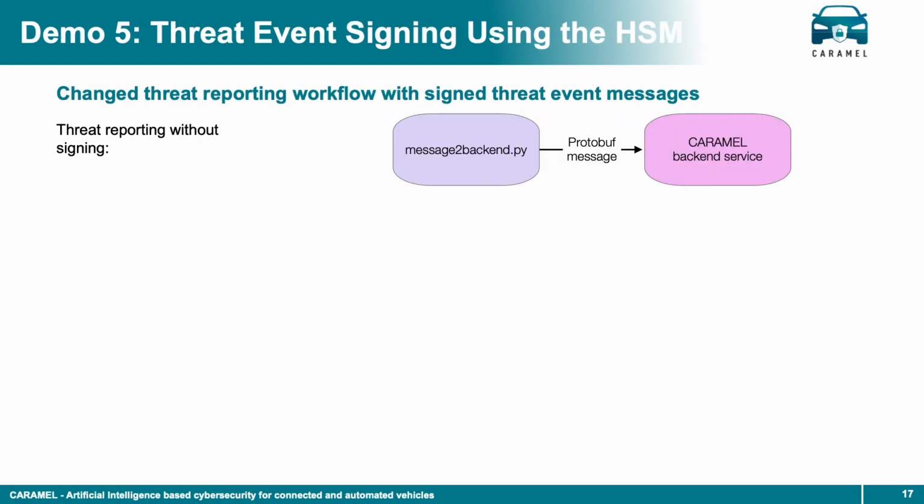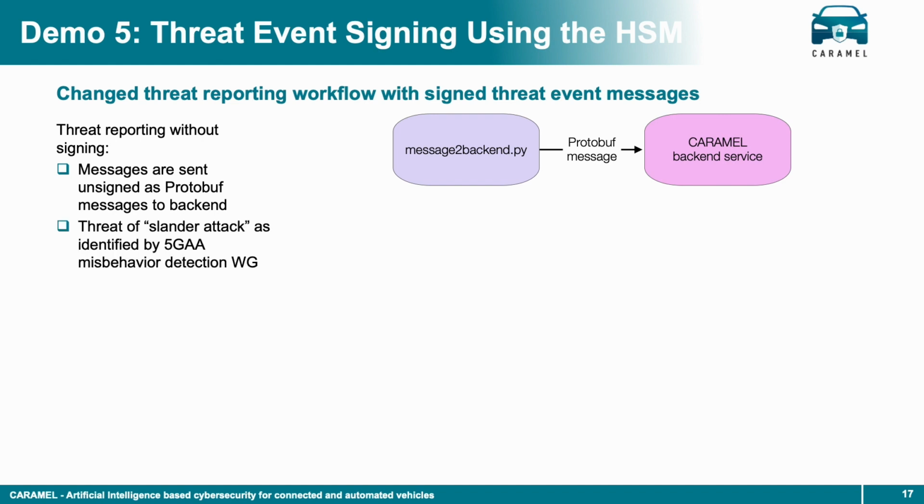For this demonstration we have extended the threat event reporting workflow implemented for the Caramel project with a signing proxy that transparently signs the messages using the integrated hardware security module. Originally, threat event messages were sent unsigned as protobuf formatted messages to the backend. This opens the door for so-called slander attacks, as we have named them in discussions in the 5GA misbehavior detection working group. This means the malicious sending of forged threat events in order to discredit specific vehicles or car manufacturers.